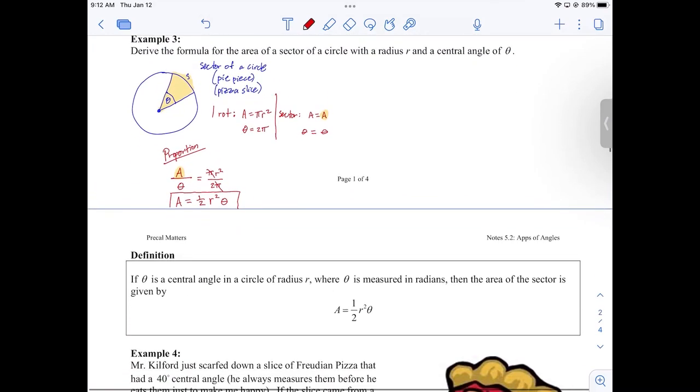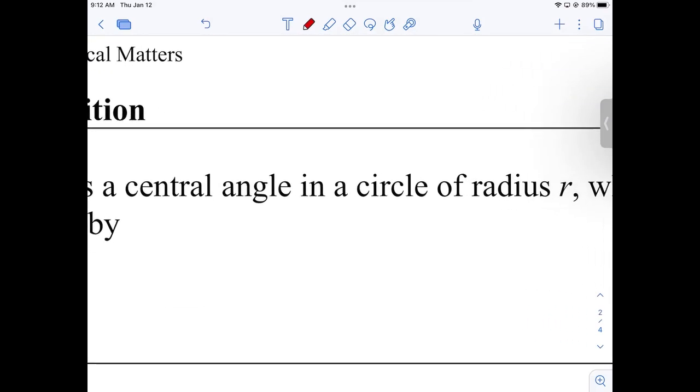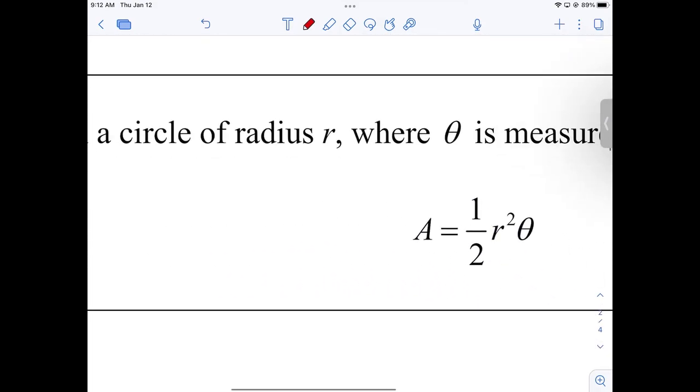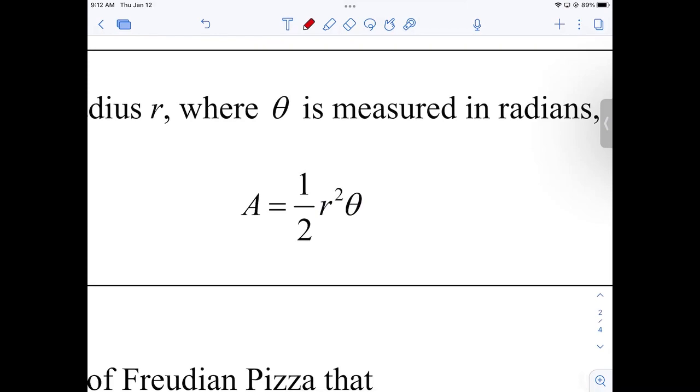Let's go ahead and put it in a box. If theta is the central angle in the circle, where theta is measured in radians, then what's the area of the sector? It's given by 1/2 r squared theta.